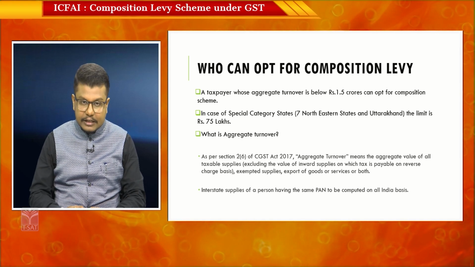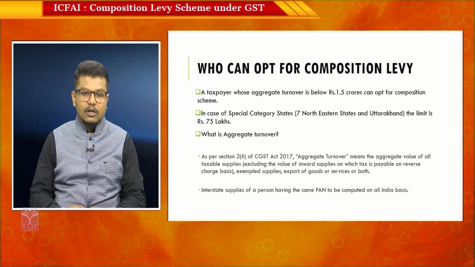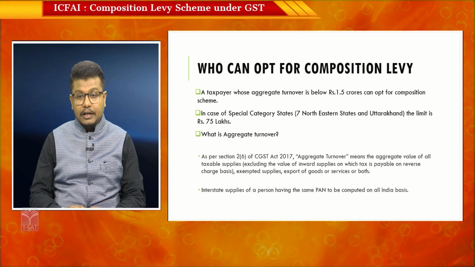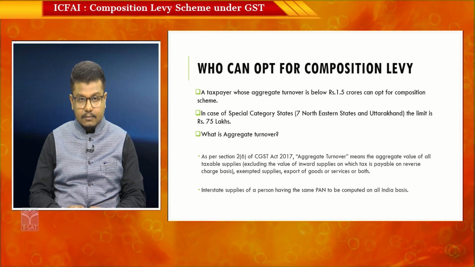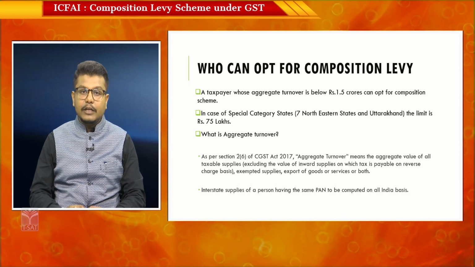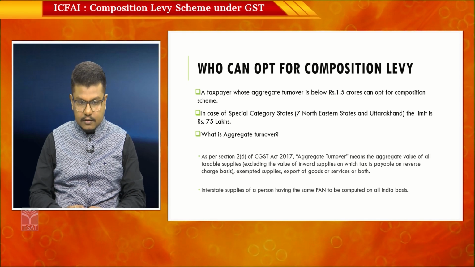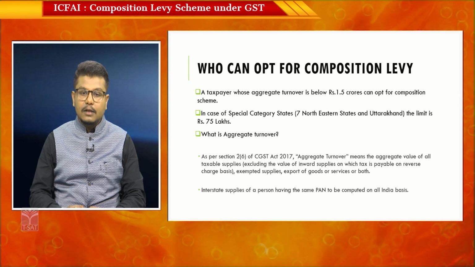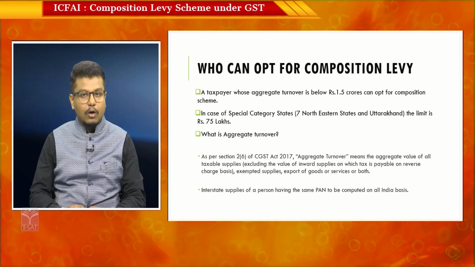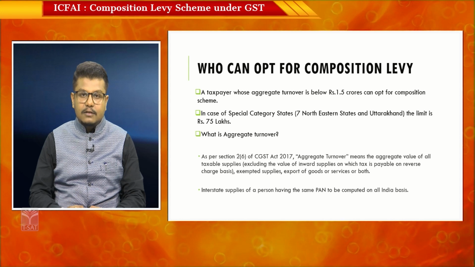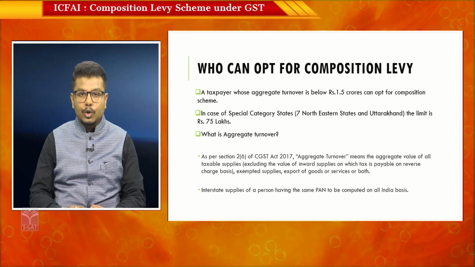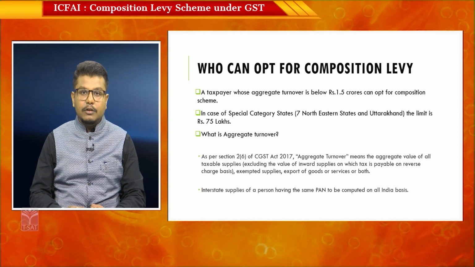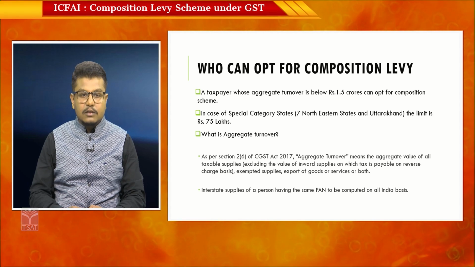The definition of aggregate turnover has been given under section 2 clause 6 of the CGST Act 2017, which means the aggregate value of all taxable supplies, excluding the value of inward supply in case of reverse charge mechanism, and it shall include all the value of exempted supply, export of goods or services or both. That means thereby you cannot show your expenses. The total value that you have earned in return of the supply need to be considered over here.